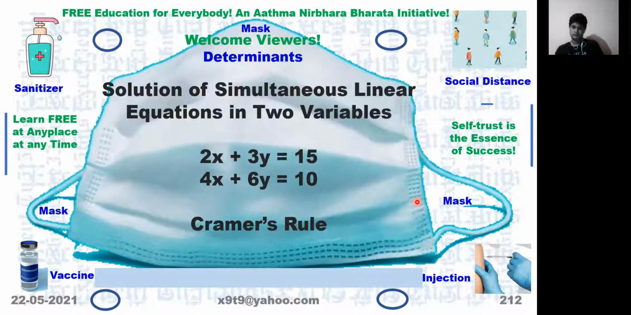Now, the method we used, using determinant for solving this pair of simultaneous linear equations in two variables, is called Cramer's rule. Yes, sir.